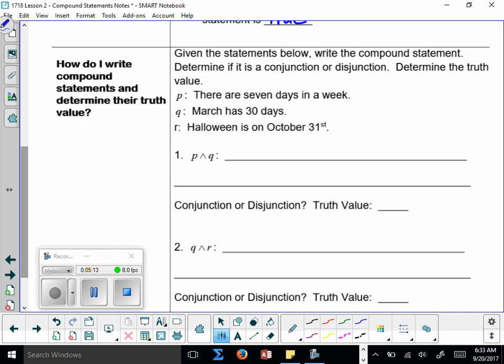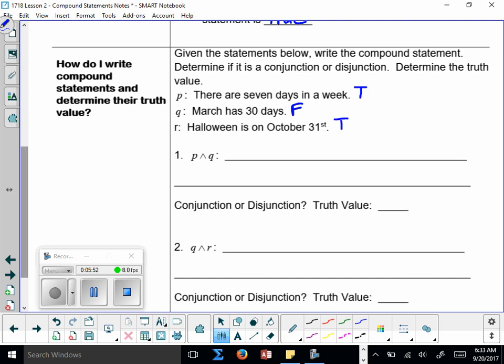So now let's actually do some writing of compound statements and determining truth values. Given the statements below, write the compound statement, determine if it's a conjunction or disjunction, and determine the truth values. We have P, Q, and R. P: There are 7 days in a week. Is that true or false? True. Q: March has 30 days. True or false? March has 31. False. R: Halloween is on October 31st. True or false? True.